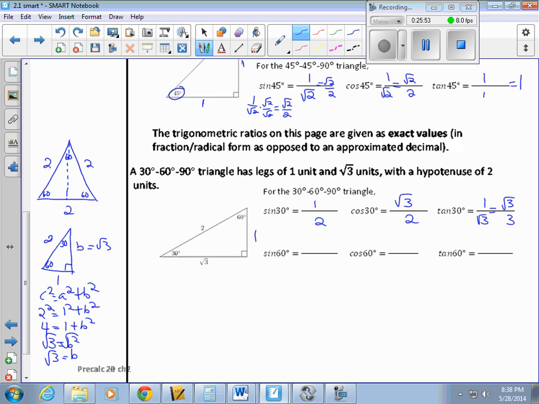So sine of 60, sine again is opposite over hypotenuse, so that's square root 3 over 2. Cos is adjacent over hypotenuse, so that's 1/2. And then tangent is opposite over adjacent, so that's square root 3 over 1, or just square root 3.